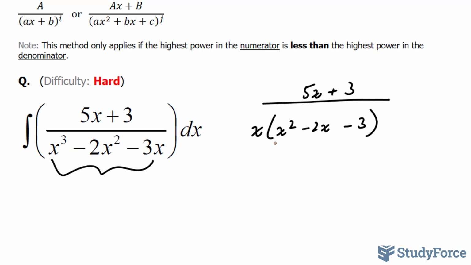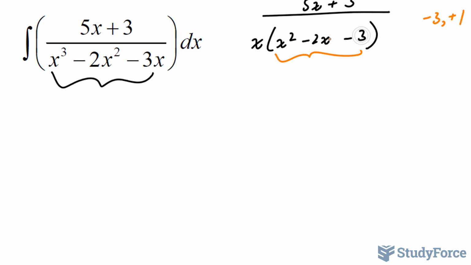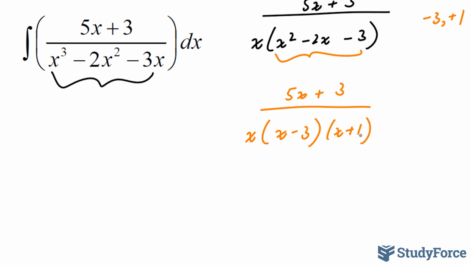You'll notice now that this quadratic trinomial is also factorable. You can find two numbers that multiply to negative 3, and those two numbers add to negative 2. Can you think of those two numbers? I'm thinking of negative 3 and positive 1. So let's rewrite this in factored form: x times the bracket x minus 3 and x plus 1. And we'll find the integral of this function dx.